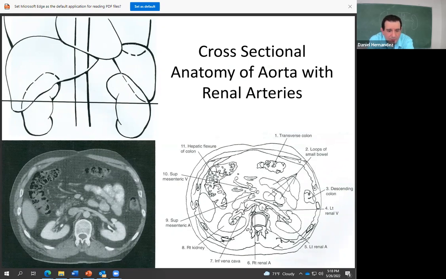Here, at the level of the renal arteries, we see the aorta with the right renal artery coming off, coursing posterior to the inferior vena cava. Then the aorta and the left renal artery, coursing posterior to the left renal vein, so it's located behind the left renal vein towards the kidney.